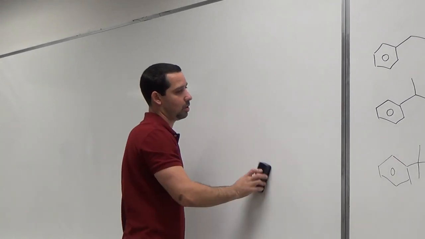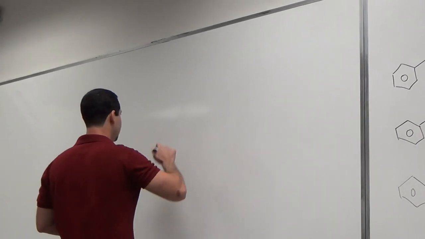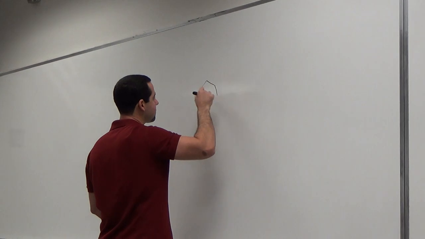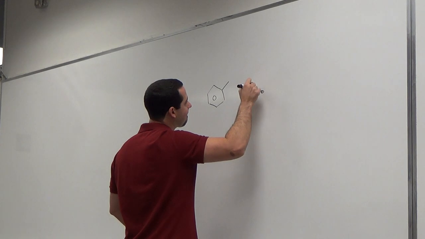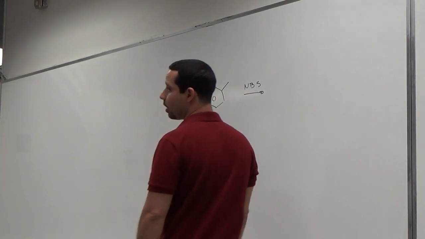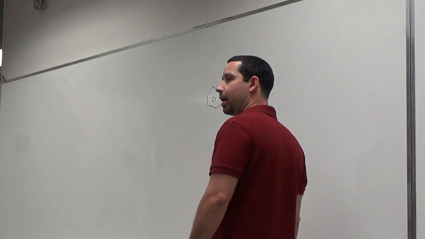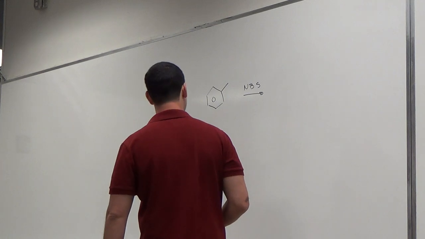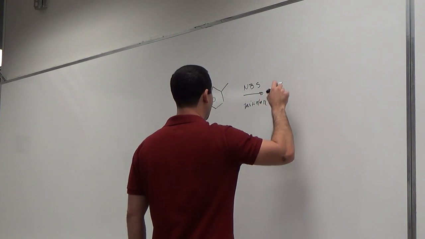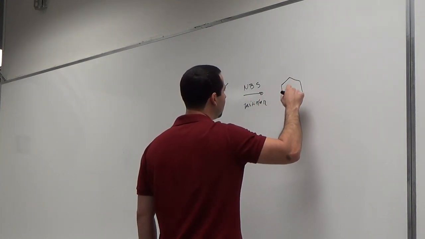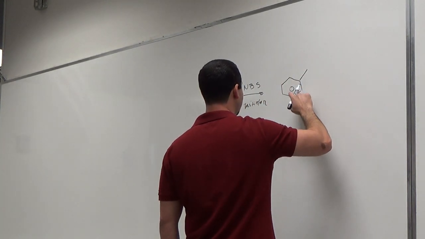You can do another reaction in which you can treat this with NBS, N-bromosuccinimide, and a radical initiator like a peroxide. And this is going to give you, instead of allylic bromination, benzylic bromination.